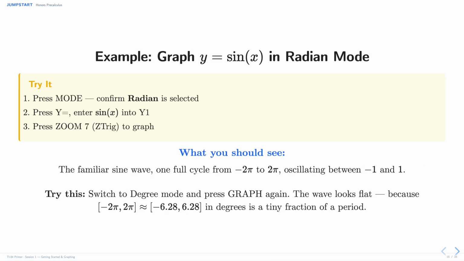Next, let's graph y equals sine of x in radian mode. First, press mode to confirm that radian is selected. Then, press y equals and enter sine of x into y1. After that, press zoom and select option 7 for Z trig to graph it.